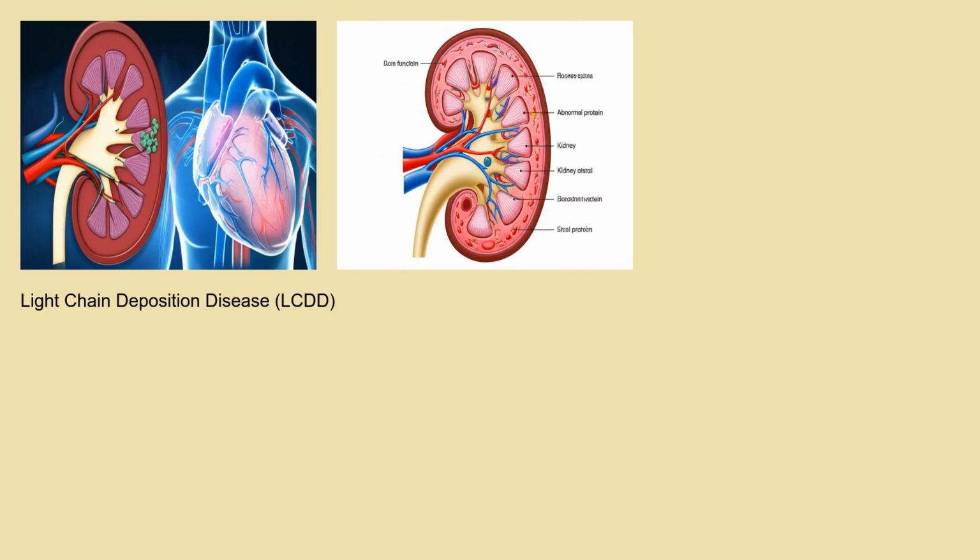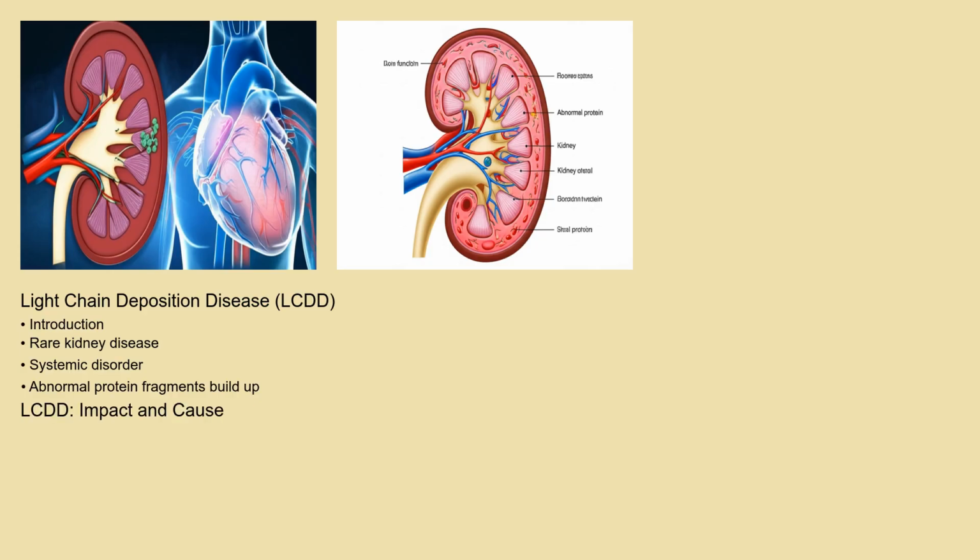Hello and welcome. Today, we're diving into a rare and often overlooked kidney disease, light chain deposition disease or LCDD. This is a systemic disorder where abnormal protein fragments build up, primarily damaging the kidneys, but also potentially affecting other organs. Let's explore what causes it, how it affects the body, and what we can do about it.